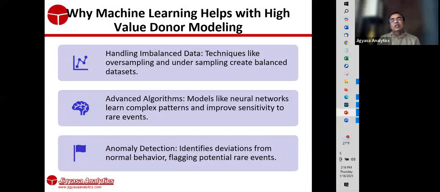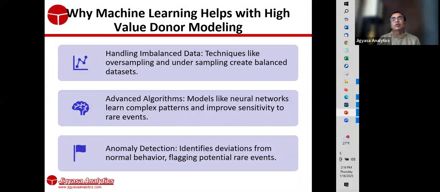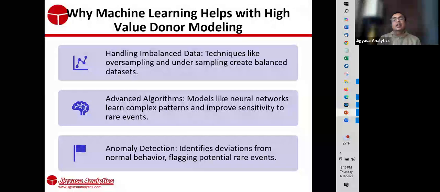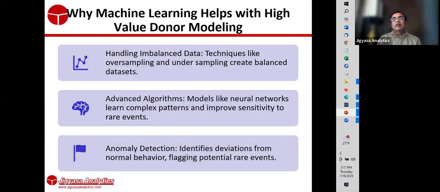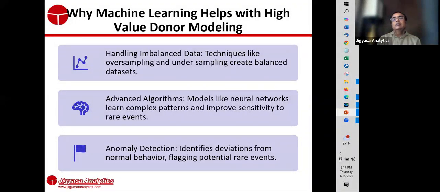And then there are a whole bunch of machine learning algorithms which are good at identifying anomalies and flagging potential rare events. And this goes back a little bit to what I was saying in the previous slide about unsupervised learning, where there isn't a target, but you're just looking at characteristics and figuring out what stands out. And this difference allows you to maybe identify donors who will write you a really big check at some point. And that's something, again, which machine learning does very well.